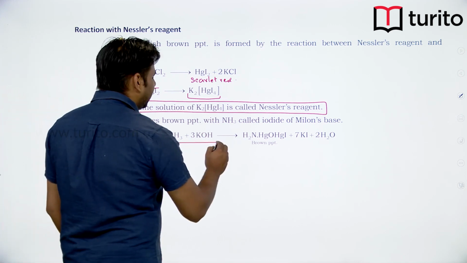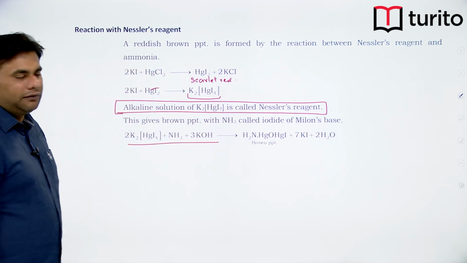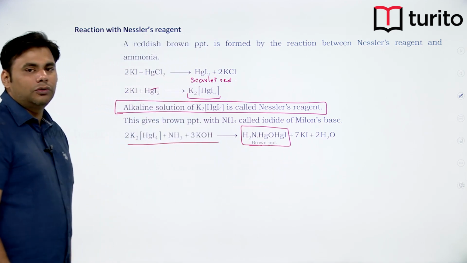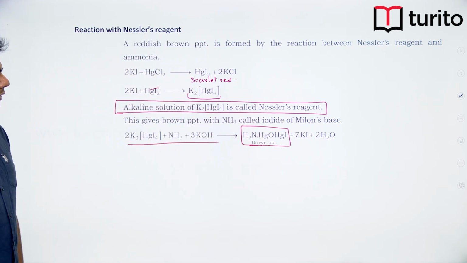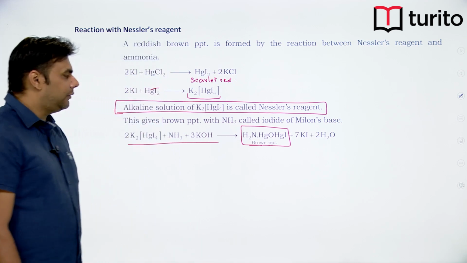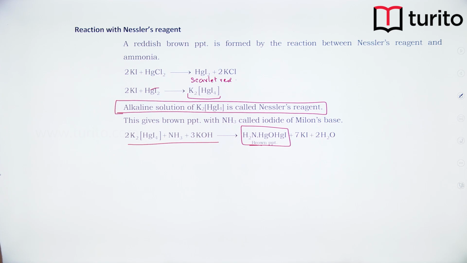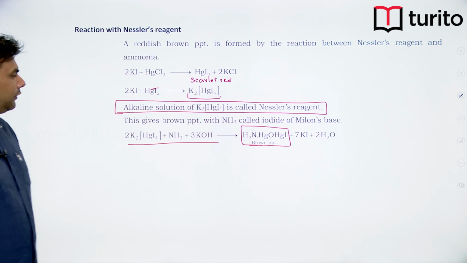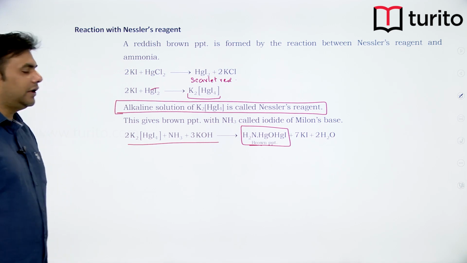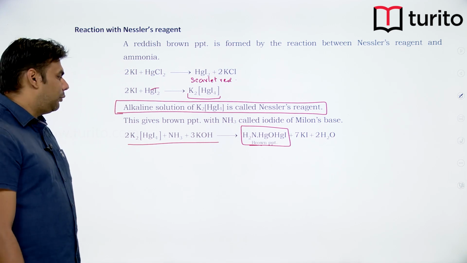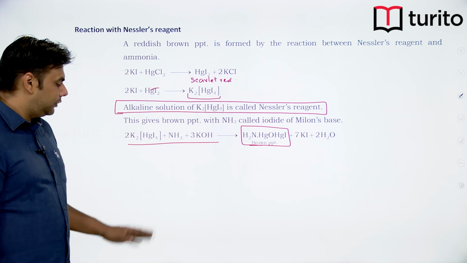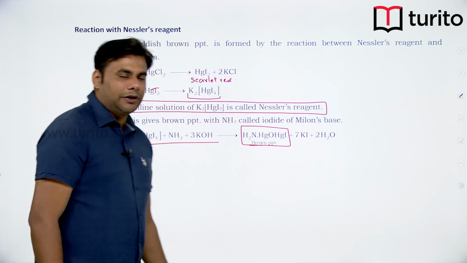Now when you react it with ammonia or the ammonium ion, we always get a brown precipitate of NH2.HgO.HgI. Hope this is clear to everyone. So Nessler's reagent on treatment with ammonia or ammonium salts gives us the brown precipitate. This is how we confirm the presence of ammonia.